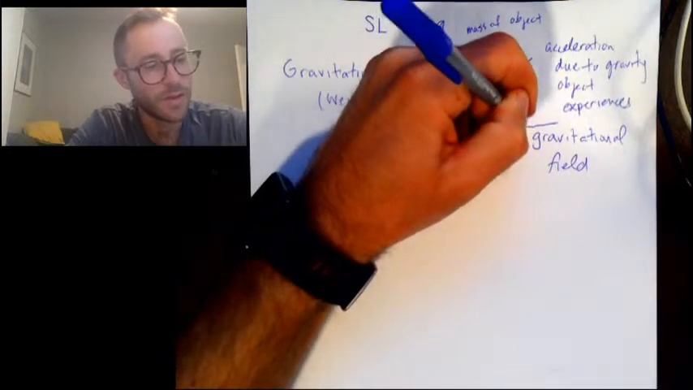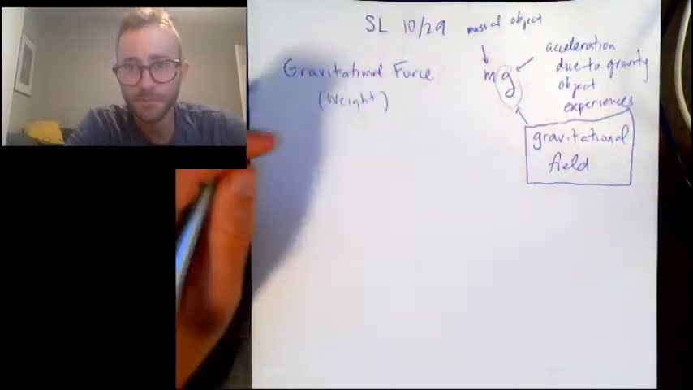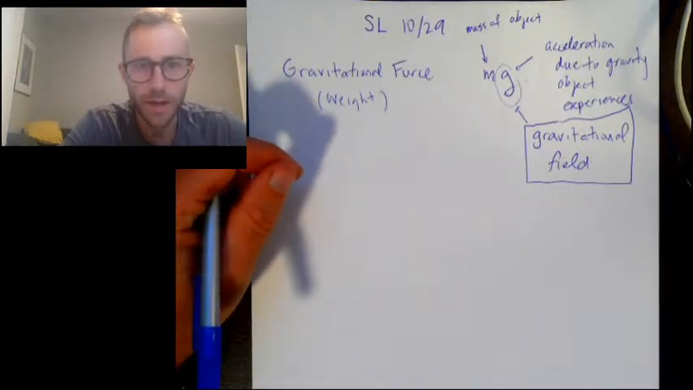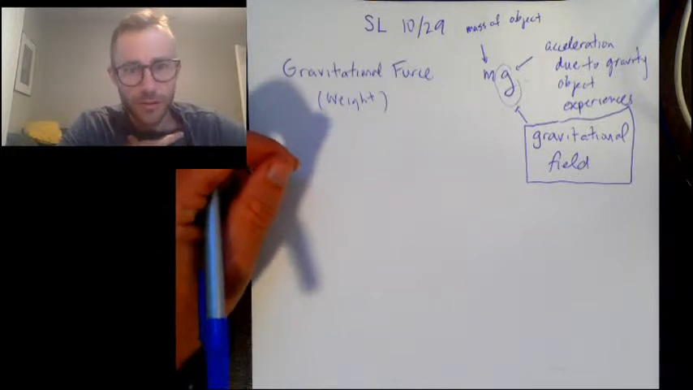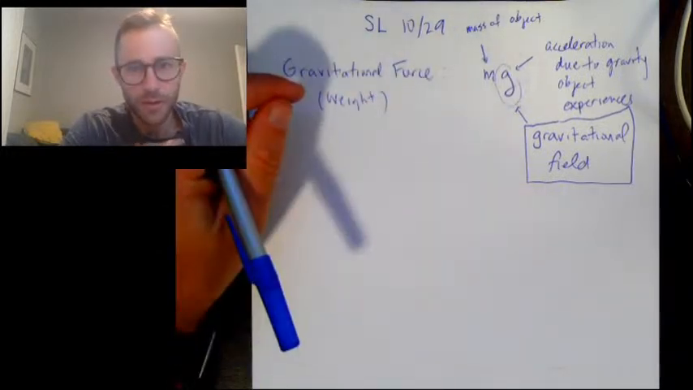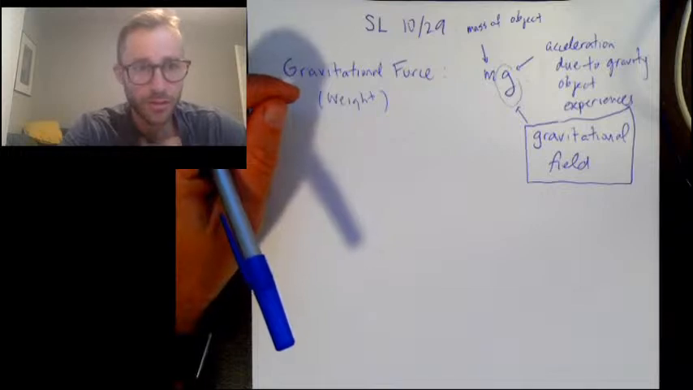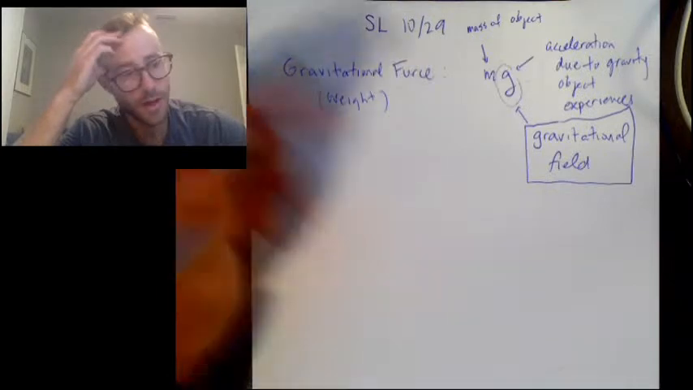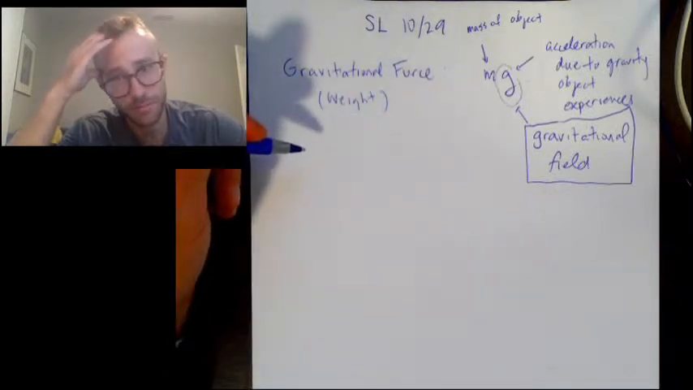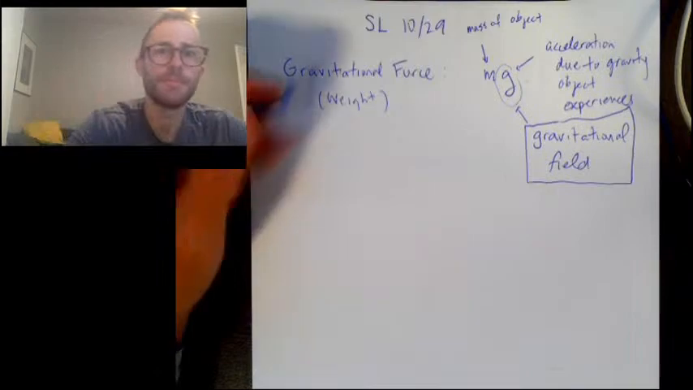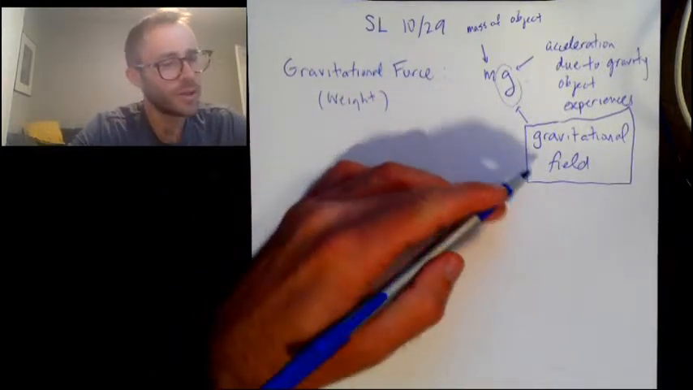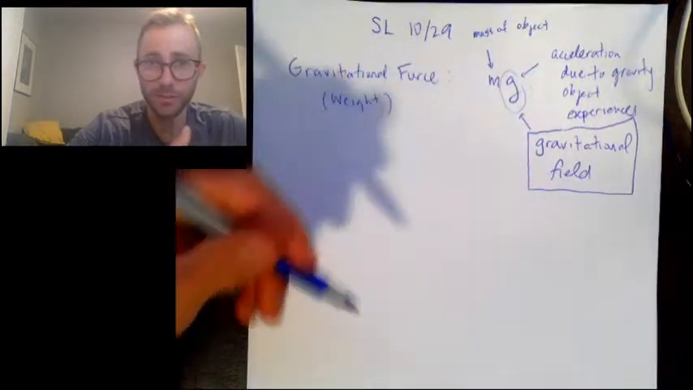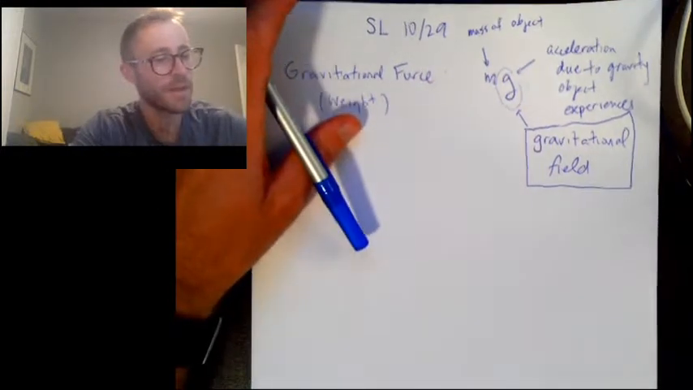Now, I will admit to you, in my physics education, we never referred to it as the gravitational field. We always just called it the acceleration due to gravity. So maybe I just missed the boat on that, but IB calls it the gravitational field. So the gravitational field is equivalent to the acceleration due to gravity that something is going to experience.